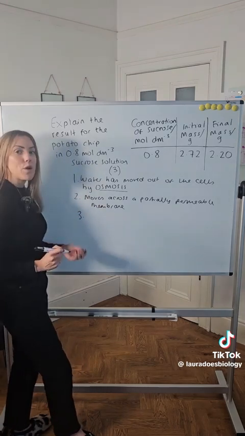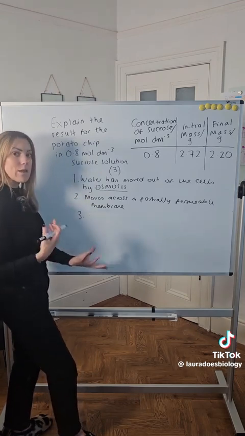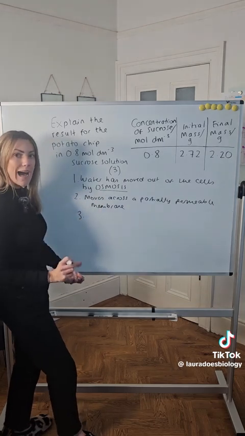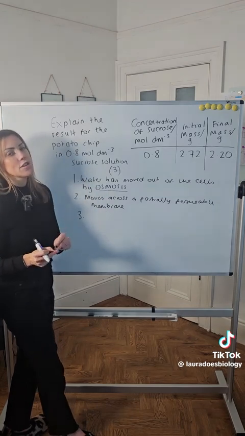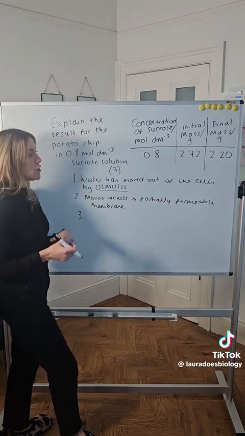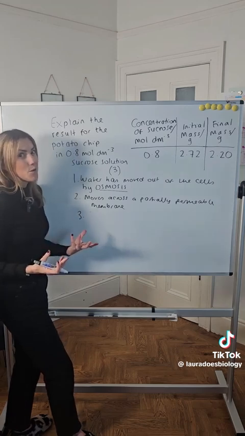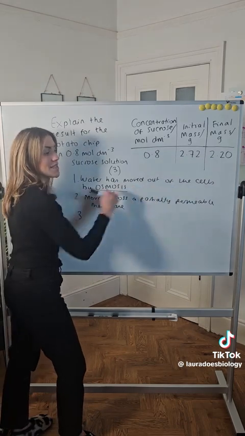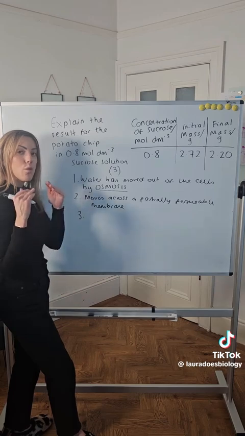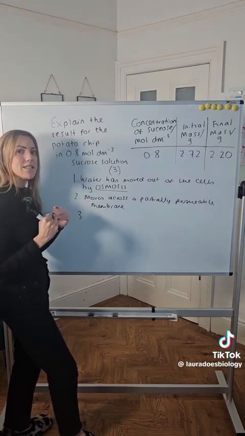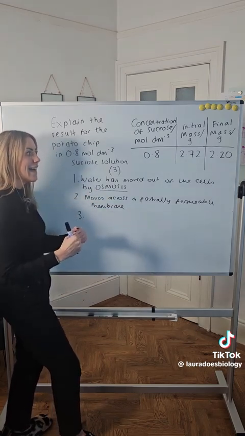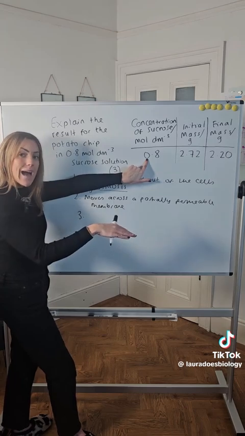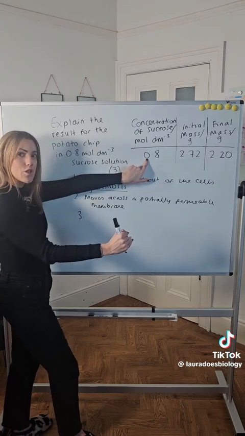Now, the third marking point is the one that's trickier to get because obviously we have to talk about water potential and explain why the water is moving out. But if you just remember your definition of osmosis, so you remember, well, it always goes from a higher to a lower water potential. So if it's moving out of the cells, that's telling you the water potential in the potato cells must be higher than the water potential in the solution. That's why it's going out, because it's going down the water potential gradient.